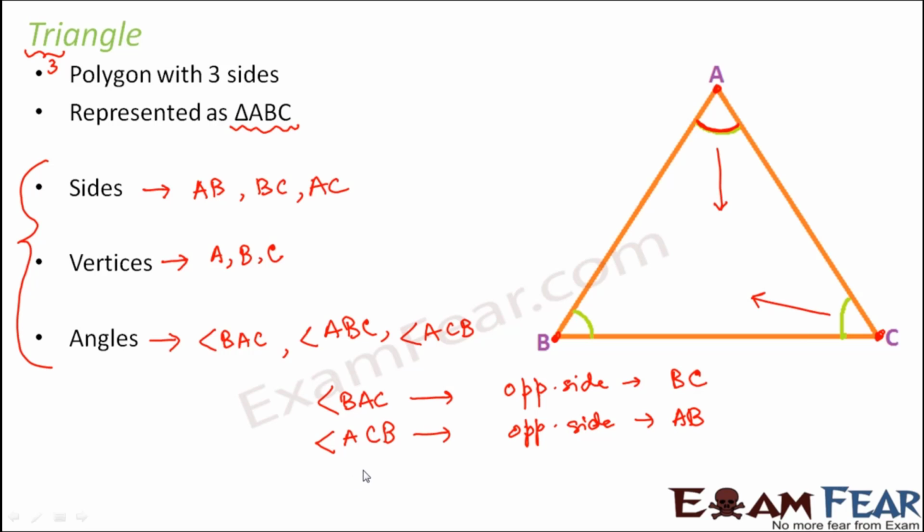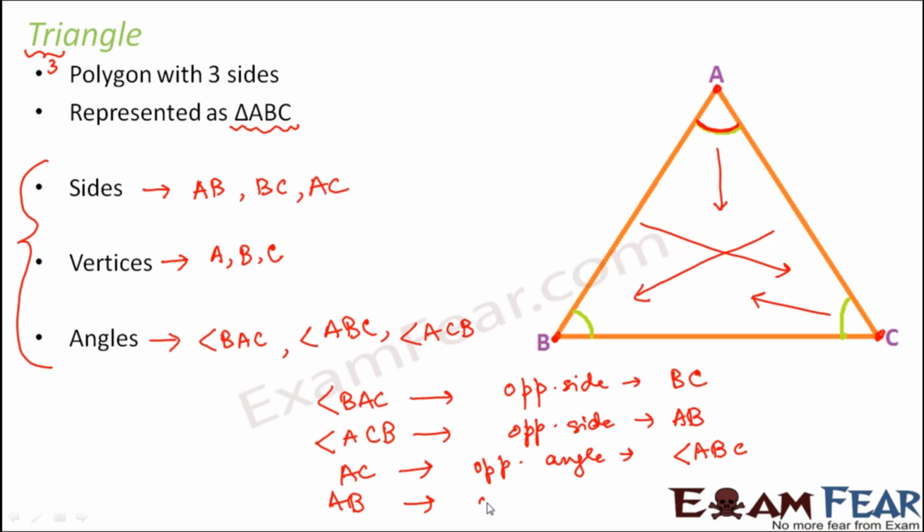Similarly, if you take the example of any side, let's say side AC, which is the opposite angle? The opposite angle would be angle ABC. Similarly, for AB, which one would be the opposite angle? For AB, the opposite angle would be angle ACB. So these are some of the very common properties or the basics of a triangle.